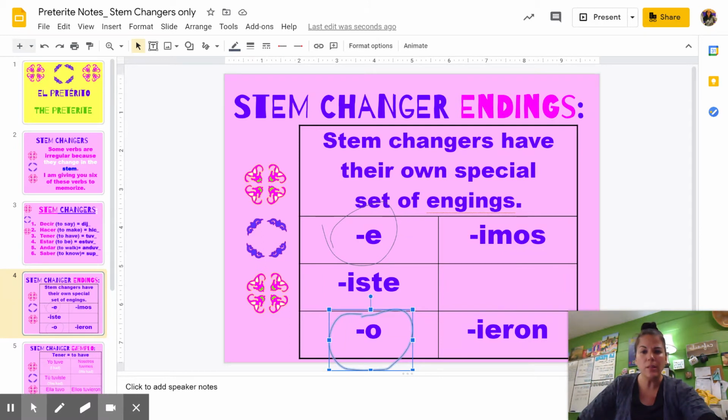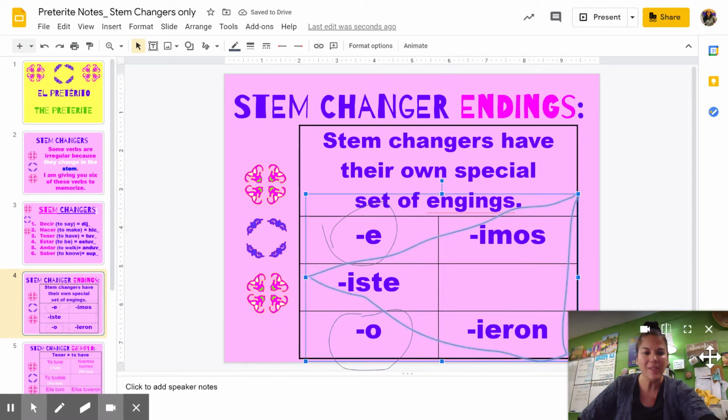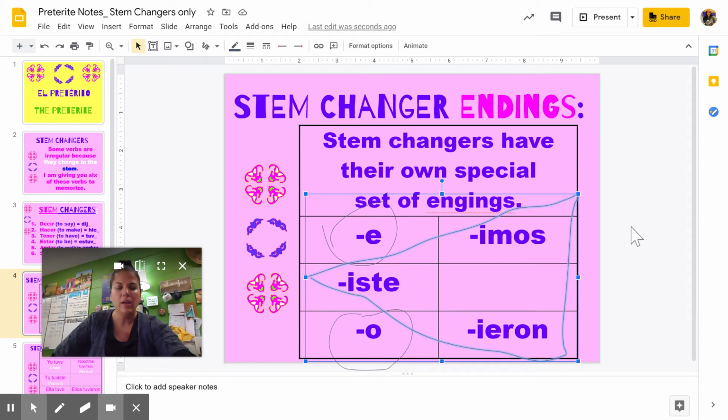So if we put, there we go. It just keeps disappearing on me. So these three match your ER-IR endings. Move this out of the way. Okay, so you really don't have to memorize a new set of endings if you'll just remember that these two are the same as your AR endings and these three are the same as your ER-IR endings. Just take away the accents.